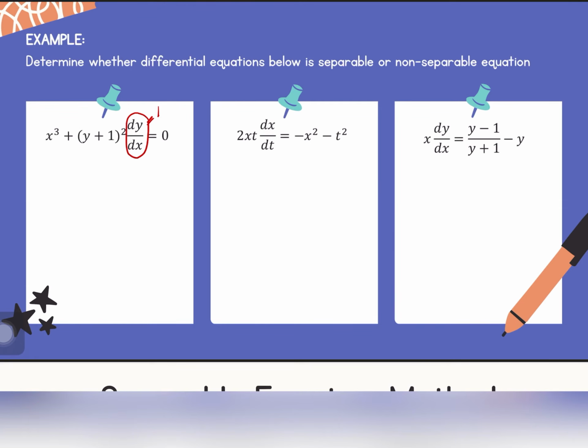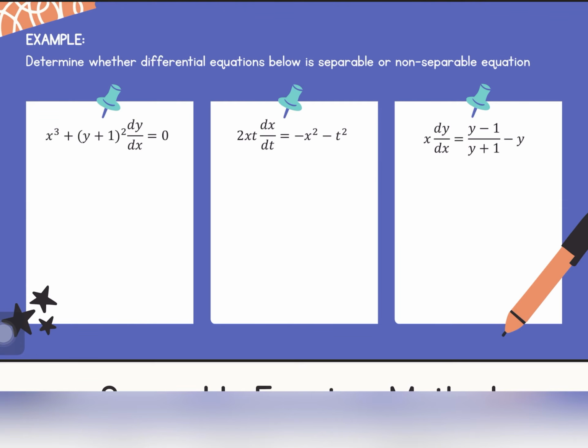Now we want to check whether our differential equation is a separable equation or not. So we need to separate the dependent variable and its derivative on one side and the independent variable with its derivative on the other side.